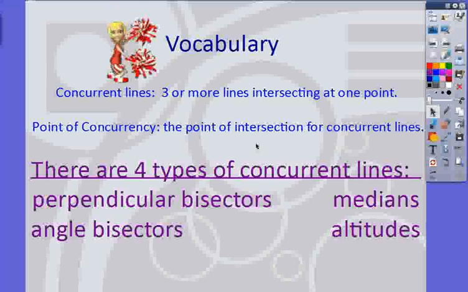The first term that we need to understand is exactly what concurrent lines are. Concurrent lines are three or more lines intersecting at one point. The point of concurrency is the point of intersection for all concurrent lines. There are four types of concurrent lines that we're going to be studying. The first are the perpendicular bisectors. Then we're going to focus on the angle bisectors, then the medians, and finally the altitudes.